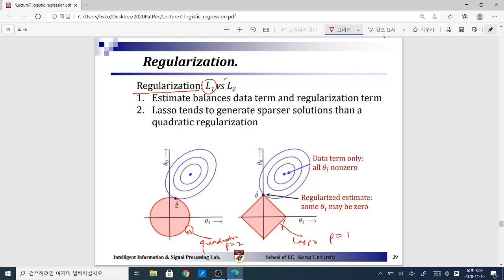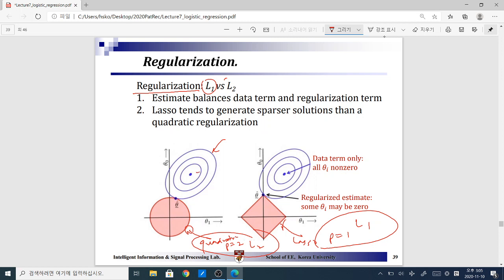So in the L1 versus the L2 case, which is L2 here and this is L1, you have this representation where this is the difference between the, or we say that this is the data term.